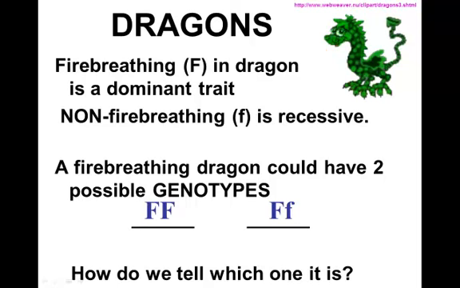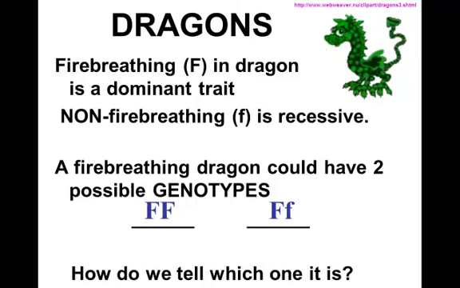We're going to do fire-breathing dragons here. Being able to breathe fire is the dominant trait. Breathing fire is dominant over non-fire breathing. So if I have a fire-breathing dragon, it could have 2 possible genotypes: Big F, Big F, or Big F, little f. Both of those, because they have the dominant allele, could be fire-breathing dragons.